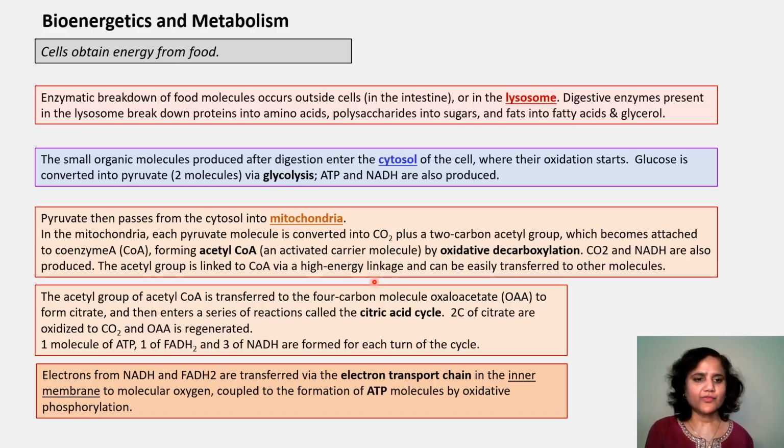In this process, one molecule of ATP, one of FADH2 and 3 of NADH are formed for each turn of the cycle. Now, electrons from NADH and FADH2 are transferred via the electron transport chain, which is located in the inner mitochondrial membrane, to molecular oxygen, coupled to the formation of ATP molecules by a process known as oxidative phosphorylation.